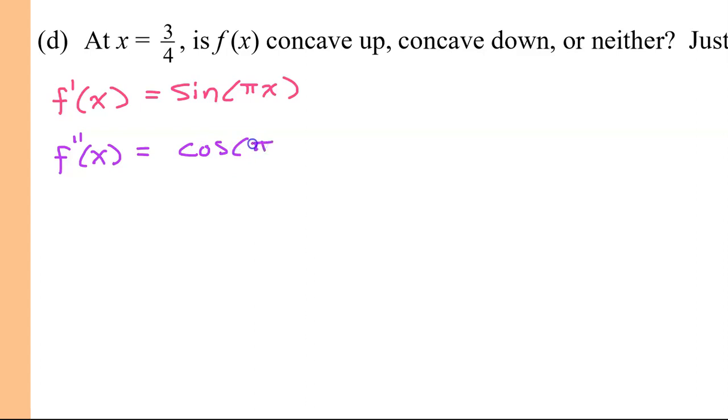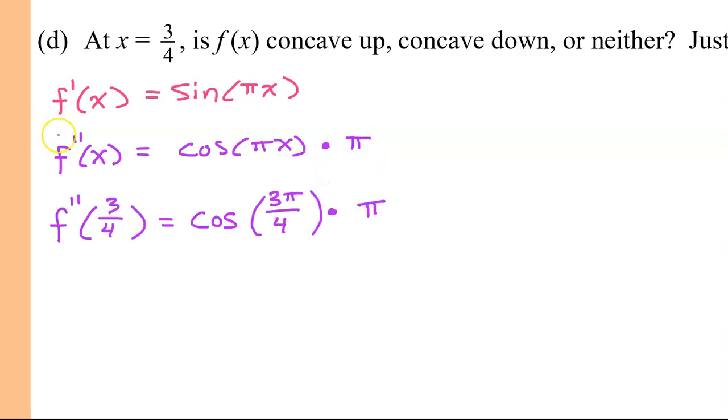However, because this is not just an x on the inside, we have to do the chain rule and multiply by the derivative of the inside, which is pi. F double prime at 3/4 will equal the cosine of 3 pi over 4 times pi. The reference angle is pi over 4, and the cosine of pi over 4 is 1 over radical 2. Some of you like to say radical 2 over 2, which is fine.